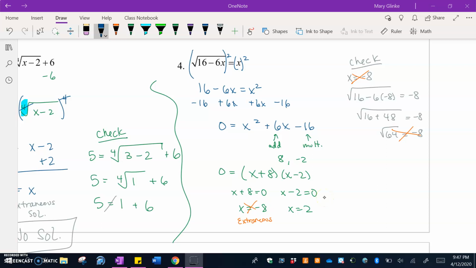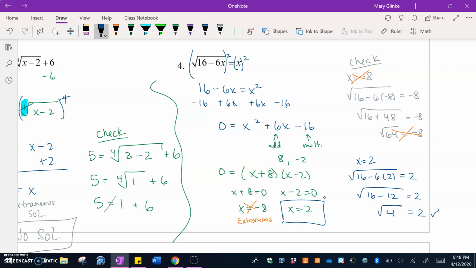So now we're going to check the other solution, x equals 2. We're going to plug that back into my original equation. And we're going to see if we get a true statement or not. So we have 16 minus 12 under our square root, which simplifies to 4. So we have the square root of 4 equals 2. This is a true statement. So x equals 2. This is our only solution. Even though we thought we might have had two solutions, we end up with only one.